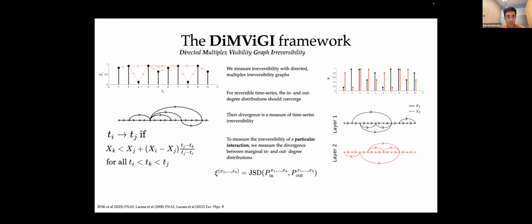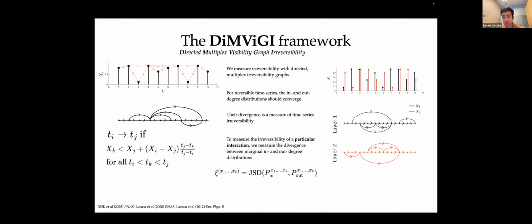So in order to measure this irreversibility in MEG data, we came up with the DIMVIGI framework, which is an extension of Lucas Lacasa's work using visibility graphs to measure irreversibility. So what you basically do is you construct a directed visibility graph from a time series. And the idea is that for a reversible time series, the in and the out degree distribution of this network should converge. And so their divergence is a direct measure of irreversibility.